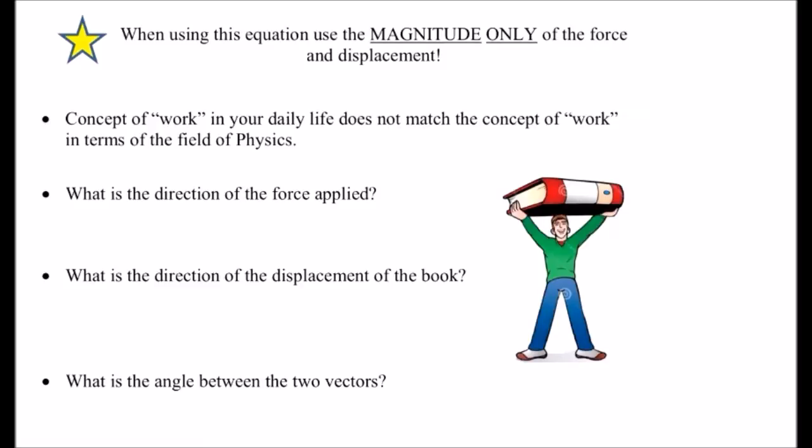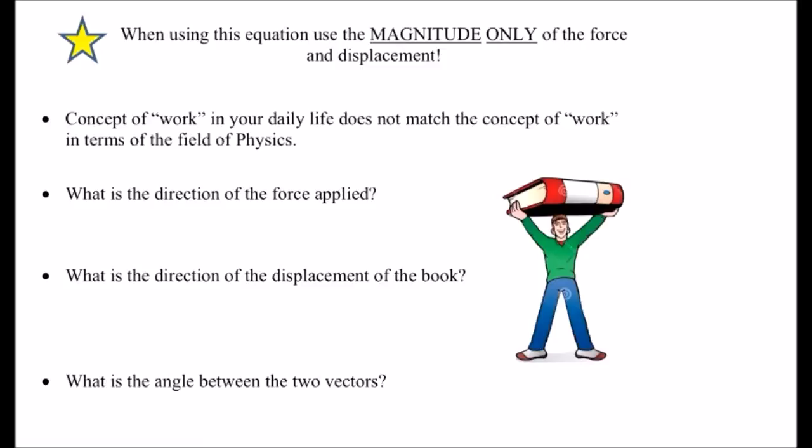Now let's do it again, okay? Am I applying a force on the book? Okay. Now, I displaced the book now, right? So my force vector points in which direction? Up. My displacement vector points in which direction? Up. What's the angle between up and up? 0. Okay. So what's the cosine of 0? 1. All right. So did I work on the book? Yes, I did. I did do work.